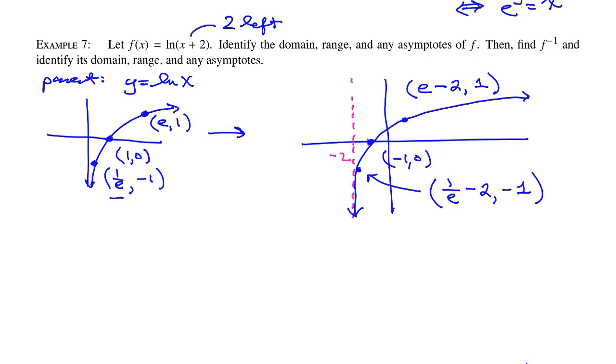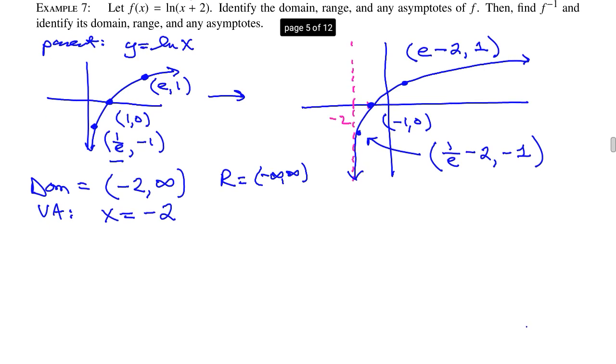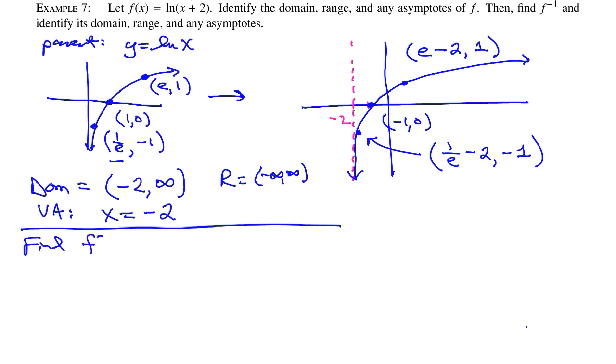And there we go. So the domain of this function was negative 2 to infinity, open at 2. The range is negative infinity to infinity. And the vertical asymptote is x equals negative 2. Now the second part of the problem is to find the inverse. So let's go ahead and do that. So find f inverse. And we know how to do this from some previous sections.